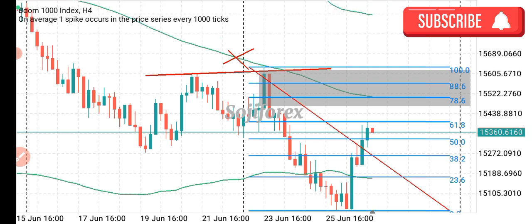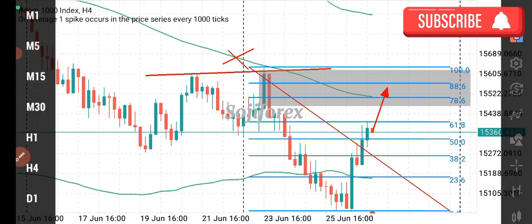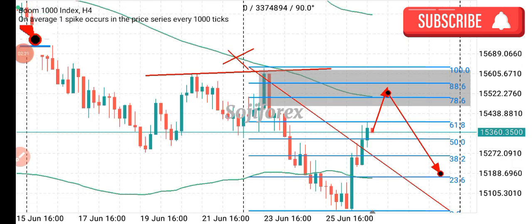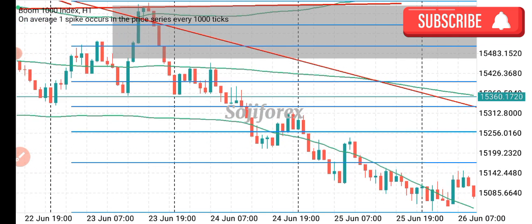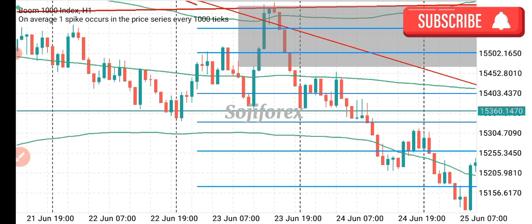So this is our price outlook for Boom 1000. So we want to see price move in here, and then we move to the downside. So this is our price outlook, and this is Boom 1000. So you can go to your lower time frame. Okay, now look at our 1 hour.